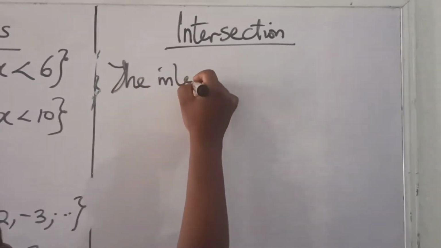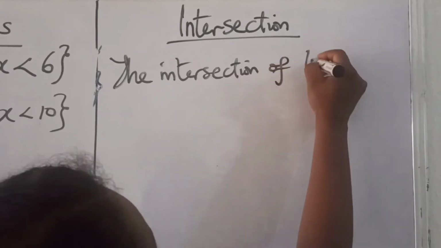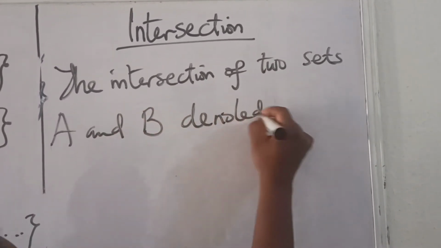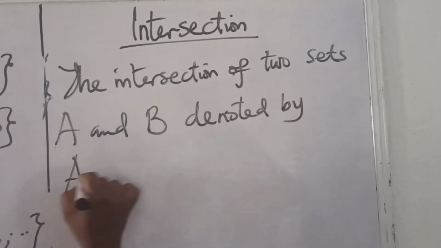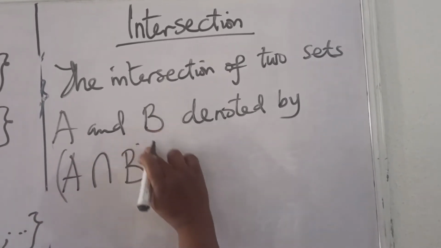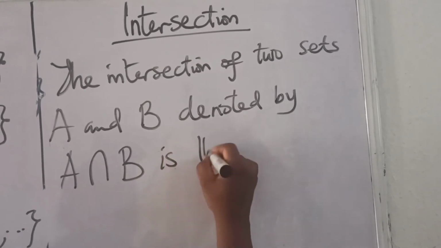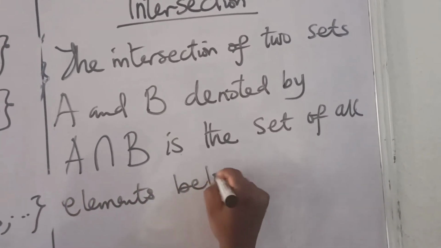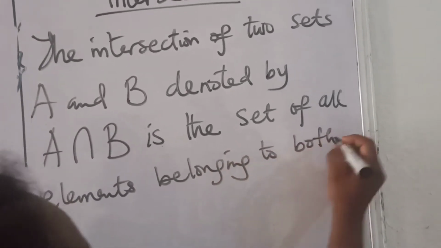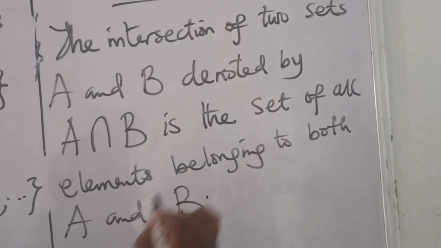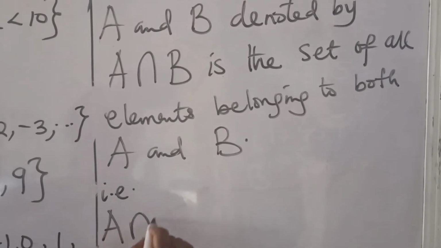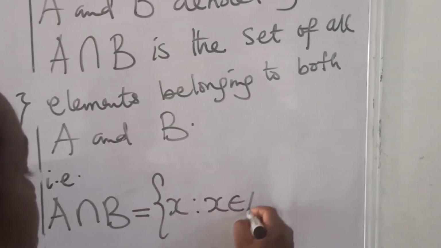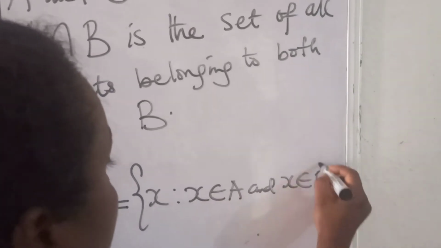The intersection of two sets A and B, denoted by A intersect B, is the set of all elements belonging to both A and B. That is, A intersect B is equal to the set of all x such that x belongs to A and x belongs to B.